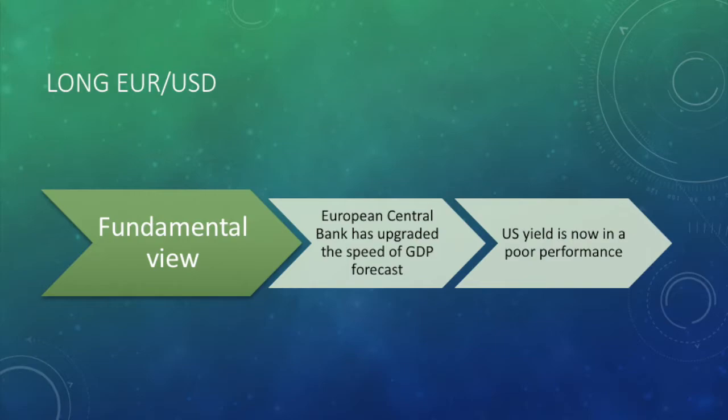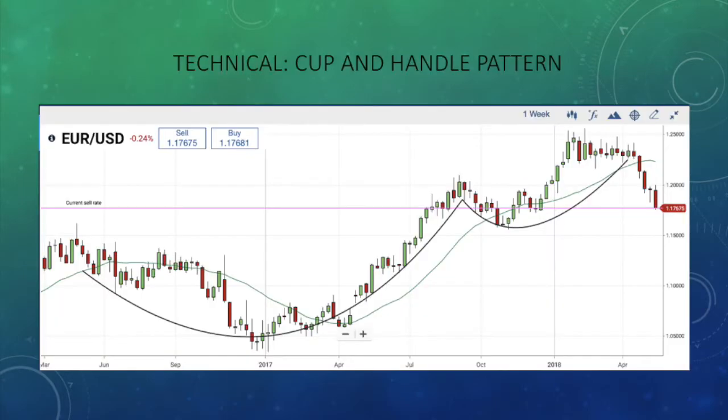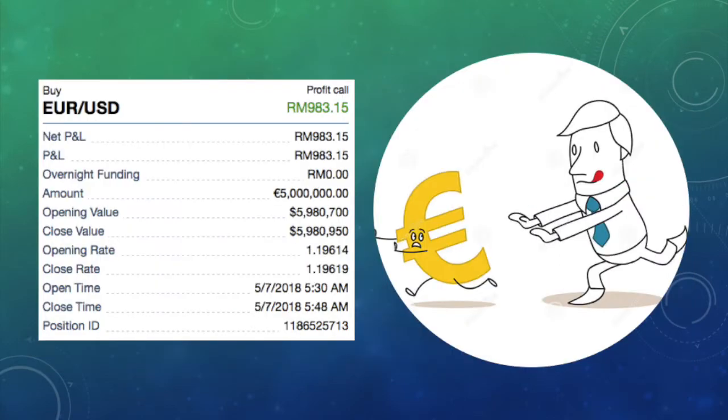The next investment I have made is long euro dollar. There are 2 reasons. First, the European Central Bank has upgraded its GDP forecast, and it showed that the economy of Europe is growing faster than before. Next, the United States yield is now in a poor performance, and this will weigh against the USD exchange rate. Next, in the technical view, the graph has formed a cup and handle pattern. From the theory, that will have a short-term bullish continuation in the future. You can see in the graph that the price in April dropped below the moving average line. Therefore, it can be predicted that the price will go up in the future. As the result, the euro-dollar exchange rate has increased a little bit.